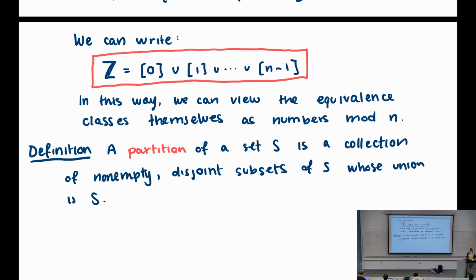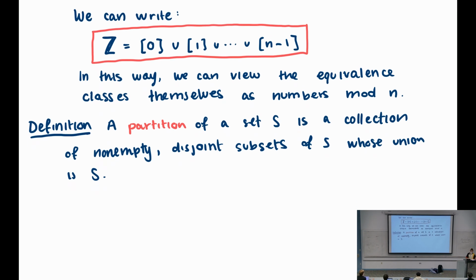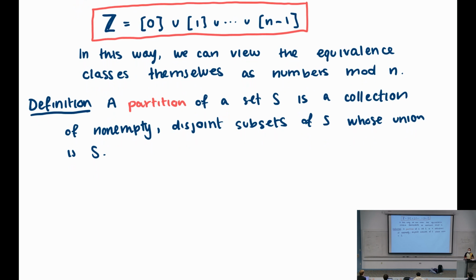Are there any questions about this definition of a partition? So you just want to cover the entire set with subsets that are non-empty, and the subsets don't overlap. So you're just chopping up your set into smaller sets. Okay, let's see the theorem about why this is equivalent to equivalence relations.